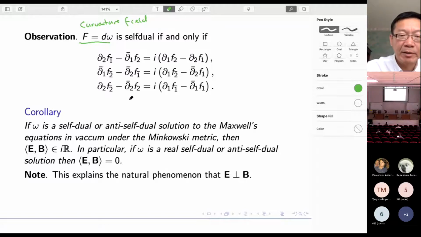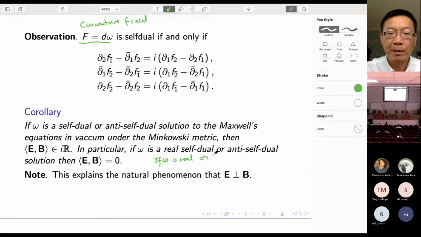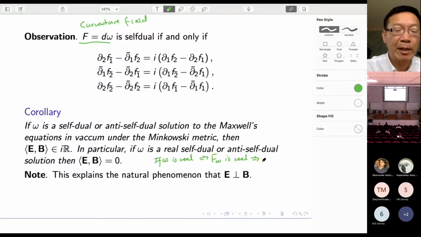And then it's an easy calculation to verify that the inner product between E and B is either 0 or purely imaginary. It's i times r. Now, in reality, our input functions, omega, the one-form, are real forms. So if omega is real, then of course F, the curvature field, is real. And if the curvature field is real, then when you read the electric component and magnetic component, both are real.